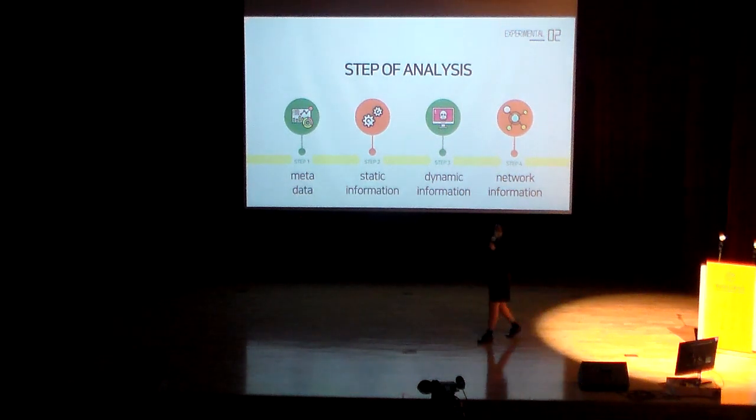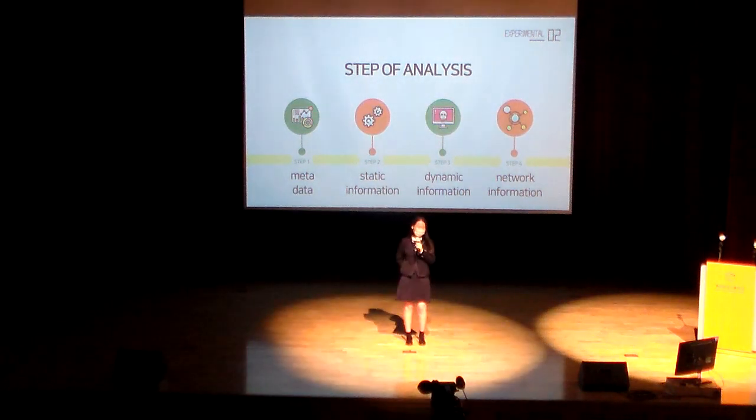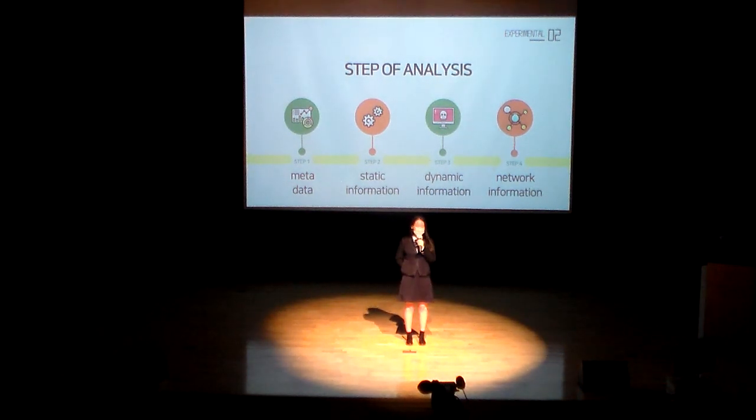Now, I will tell you about the steps of analysis. First, we can get the metadata from a code. In malicious code, there is essential metadata information and PE information. Second, we can get the static information on the code. It is good because we don't need to execute the code, so we don't have to take a risk. Third, we can get the dynamic information by executing the code. It could be dangerous, but we can learn information that we wouldn't know if we didn't execute it.